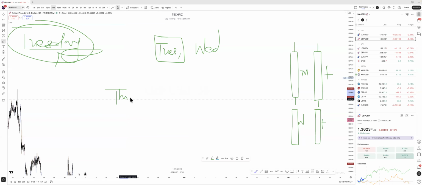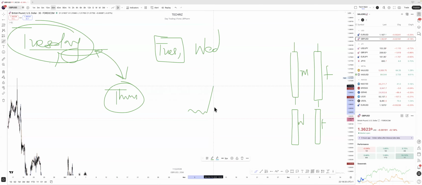The low or high of the week happens on a Thursday. So we can link Tuesday with Thursday, because if Tuesday creates the high of the week, Thursday will create the low of the week. If Thursday creates the high of the week, it means that Tuesday already created the low of the week, and vice versa. If Tuesday creates the high of the week, Thursday is going to create the low of the week, the lowest point.